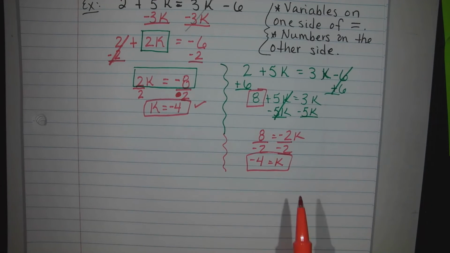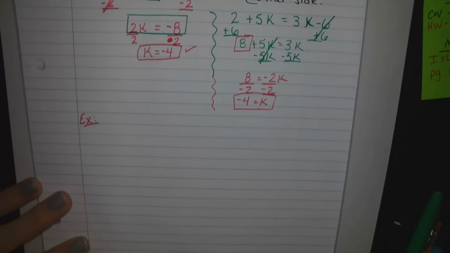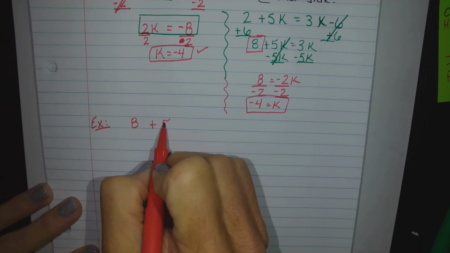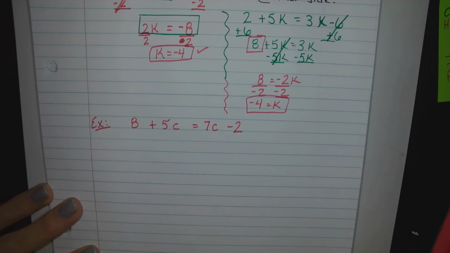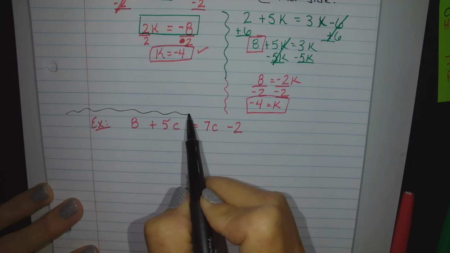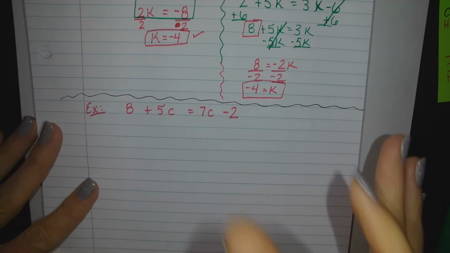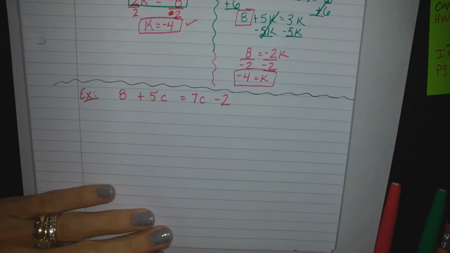Let's do one more. I want y'all to try this one by yourself. No tricks, no fractions. 8 plus 5C equals 7C minus 2. You do this the way you want to. I'm going to do a squiggly because I'm a little close to that problem. We have 2 terms on the left side. We have 2 terms on the right.